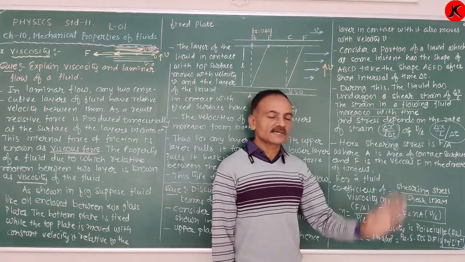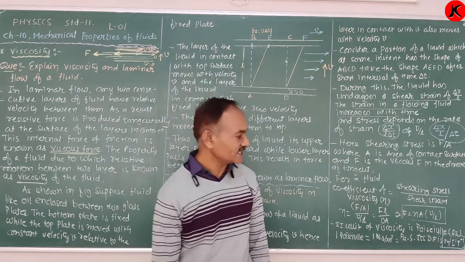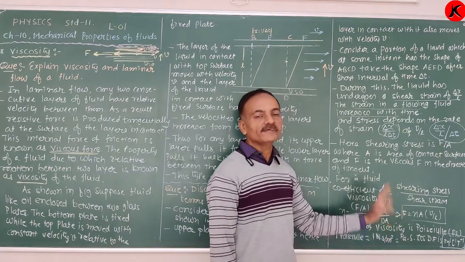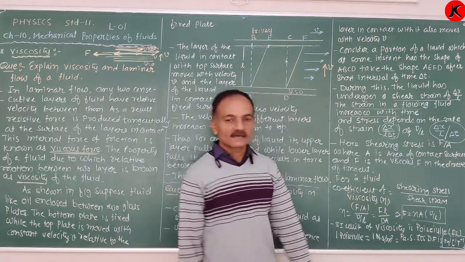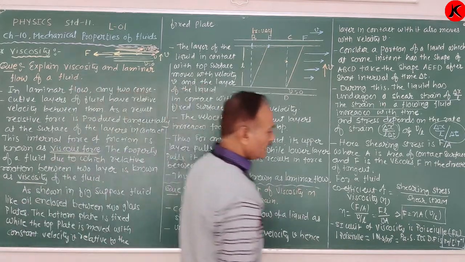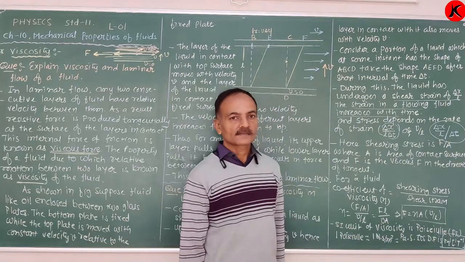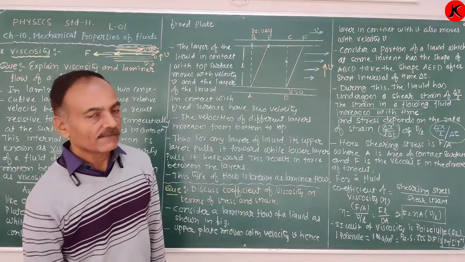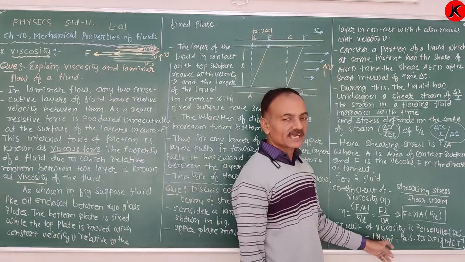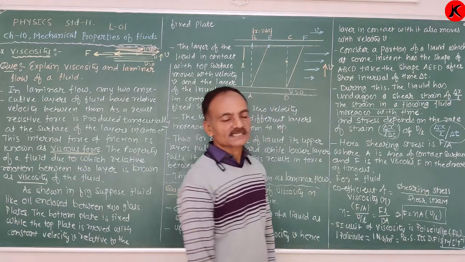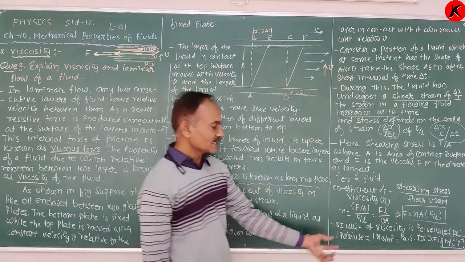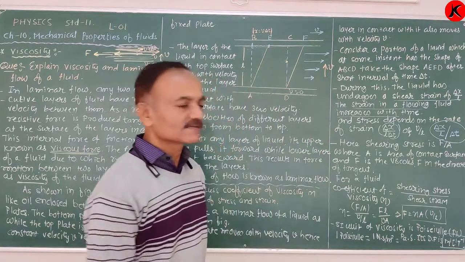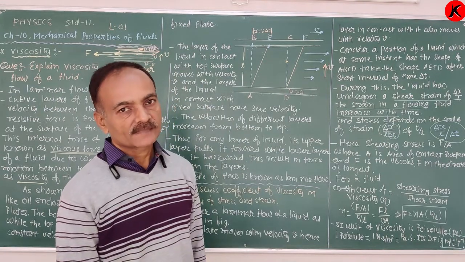The coefficient of viscosity is equal to the ratio of shear stress to shear strain rate. That means F upon A upon V upon L. Therefore, FL upon VA. From this equation, the viscous force F is equal to eta A times V upon L. The SI unit of viscosity is the poiseuille, and 1 poiseuille is equal to 1 Newton second per meter square, or the Pascal second. Keep in mind this SI unit. And the dimensional formula of viscosity is M1 L minus 1 T minus 1. Clear? Okay.